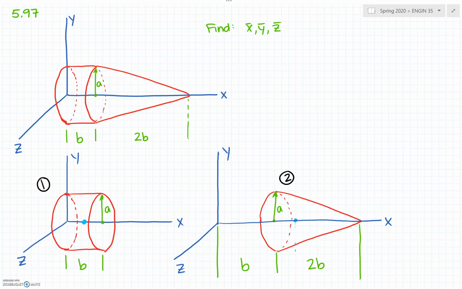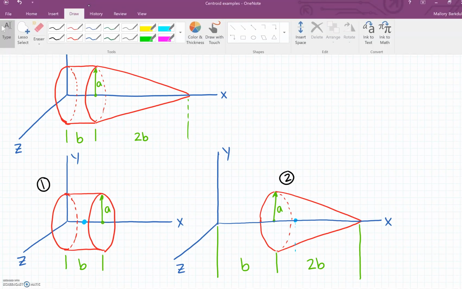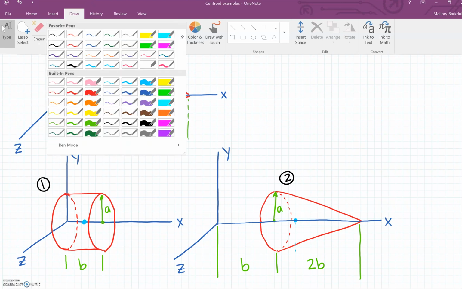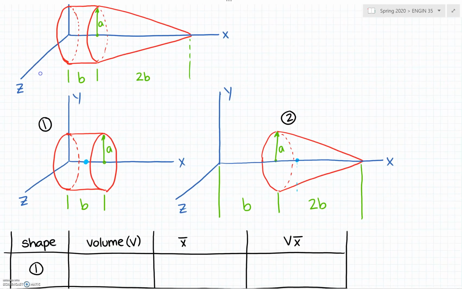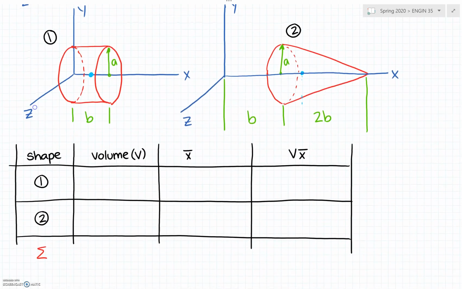So when finding our x bar, we have broken our shape into the cylinder and the cone. I'm going to start with the cylinder, shape 1. And I've drawn where our centroid is with that little blue dot right there. So we're going to start by writing what the volume of the cylinder would be, which would be the area of the face, so pi a squared times the height of that cylinder, b.